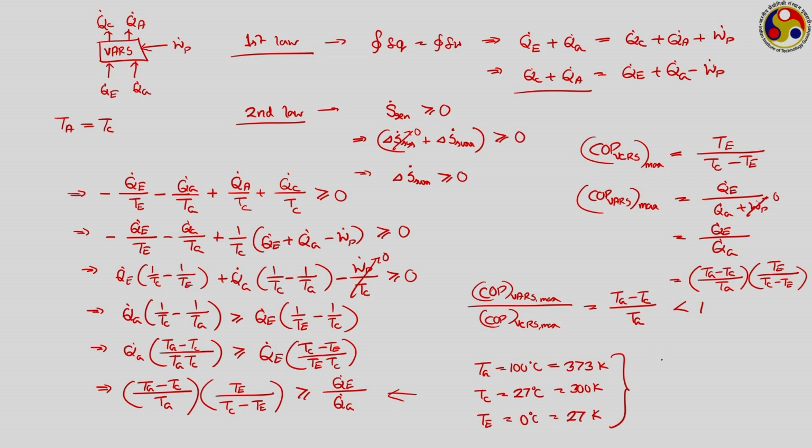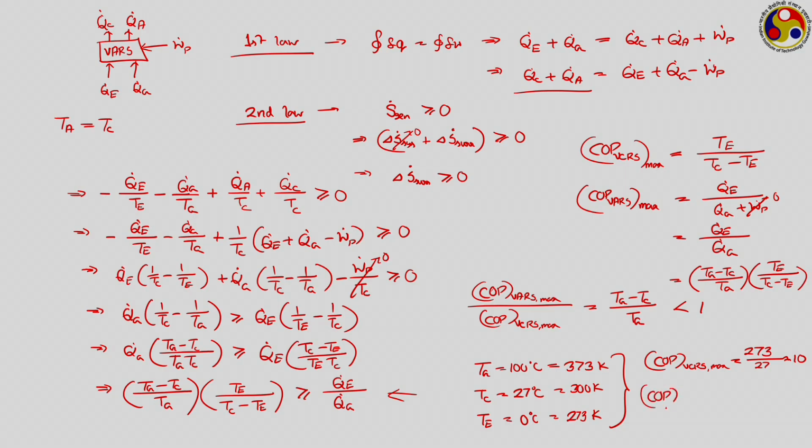So, what will be the COP for the corresponding VCRS, the maximum COP? The maximum COP will be Te by Tc minus Te. Te in this case is 273 Kelvin, divided by Tc minus Te, which is approximately 27. So, it is roughly equal to 10.